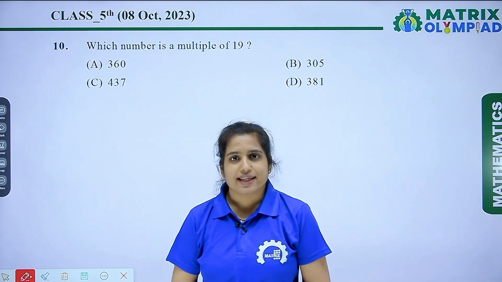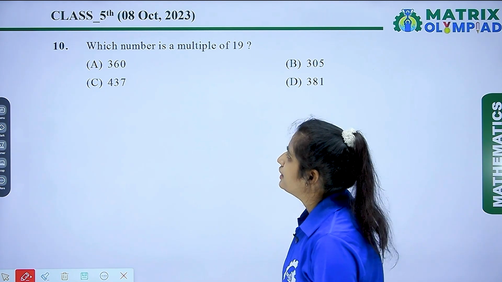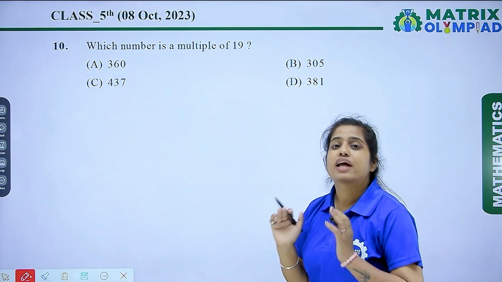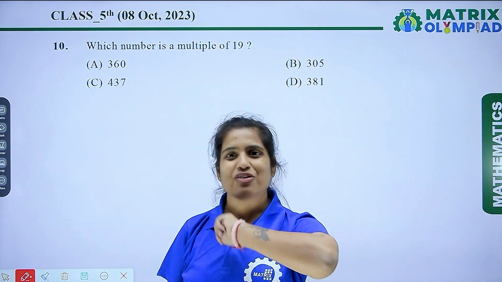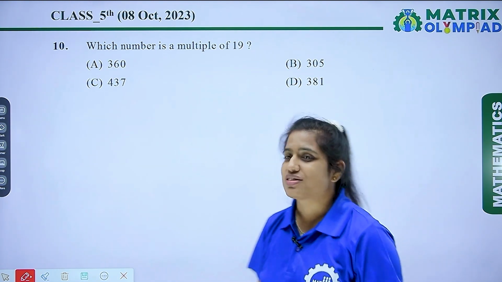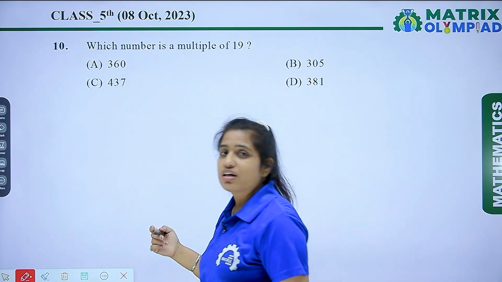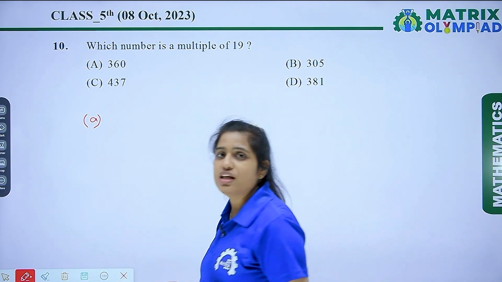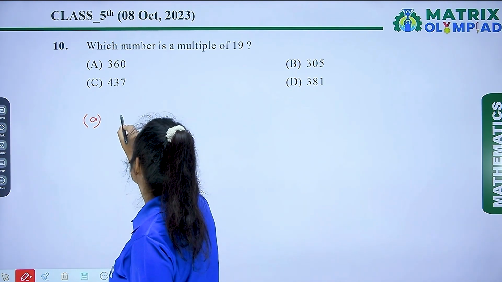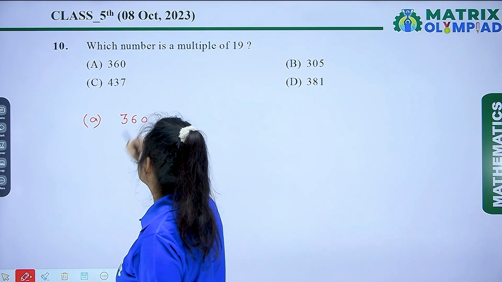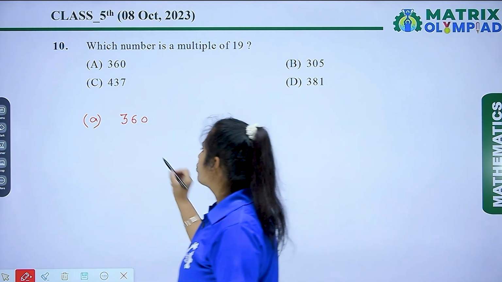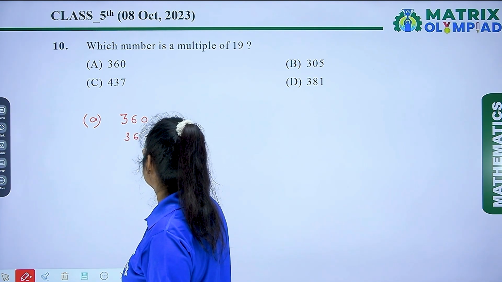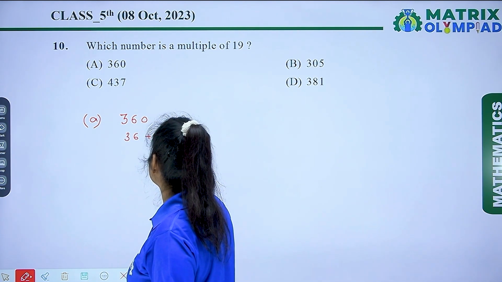Now question number 10. Question number 10 says that which number is a multiple of 19. हमें 19 का मल्टीपल निकालना है out of these 4 options. Let's find out whether option A is a multiple of 19 or not. So here comes the short trick. 360 आपके पास है. अगर 19 का मल्टीपल आपको चेक करना है तो यहाँ पर आप क्या करेंगे, लास्ट डिजिट को 2 से मल्टीप्लाई कर दीजिए एंड add the remaining with that number.